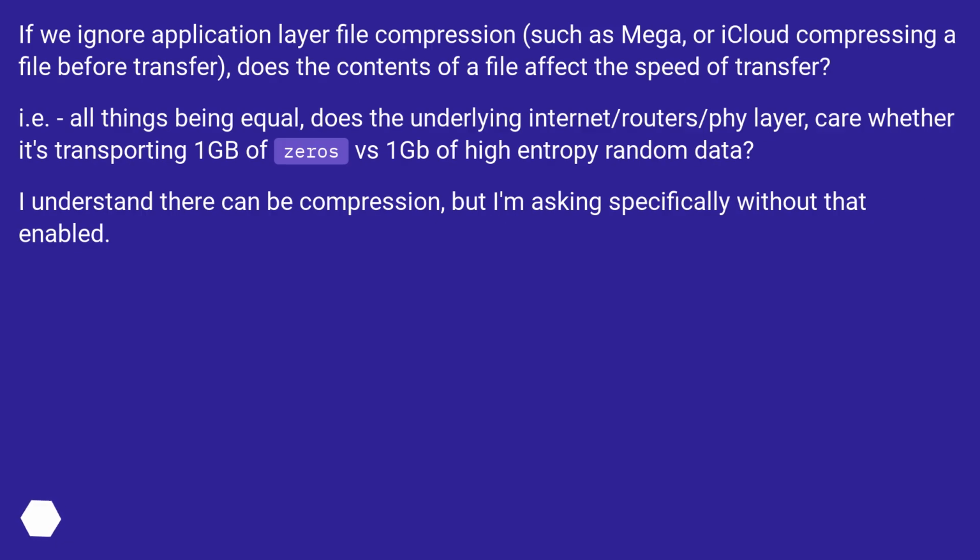Entropy of file and network transfer. If we ignore application layer file compression, such as Mega or iCloud compressing a file before transfer, does the contents of a file affect the speed of transfer? I.e., all things being equal, does the underlying internet/router/PHY layer care whether it's transporting 1 GB of zeros versus 1 GB of high entropy random data? I understand there can be compression, but I'm asking specifically without that enabled.